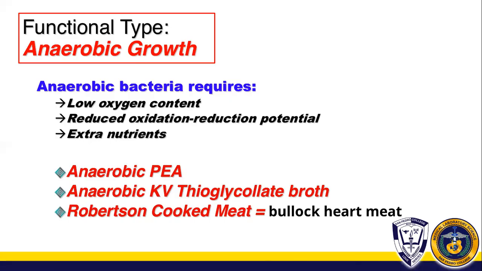And then we have the anaerobic kanamycin and vancomycin thioglycolate broth. So it contains the antibiotics kanamycin and vancomycin. And then we have Robertson's cooked meat media. This one is commonly used to grow Clostridium species. It contains bullock heart meat. A bullock is a castrated bull or young bull.